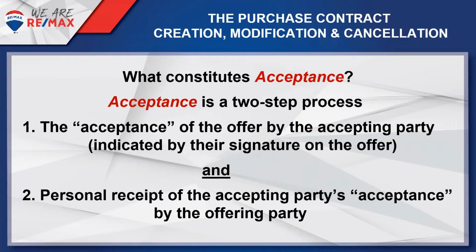If you had a counter offer, so the buyer makes an offer, the seller counters it, the buyer accepts the counter. So now the buyer is the accepting party. They sign the counter. You don't have a deal yet until the buyer delivers their acceptance of the seller's counter back to the seller who was the offering party. And that must be by personal receipt or the seller's authorized agent, which would be the listing agent.